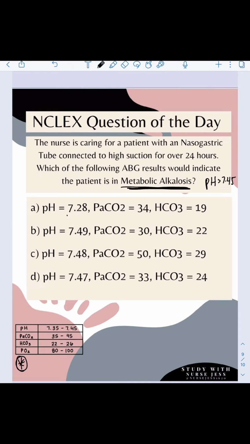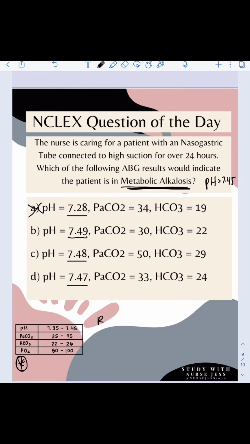In option A, we have 7.28. That is below 7.35, so that's acidotic and not an answer. Option B, I have 7.49. That's alkalotic. Option C, 7.48. That's alkalotic. And option D, 7.47. That is also alkalotic, so we have eliminated only one option.